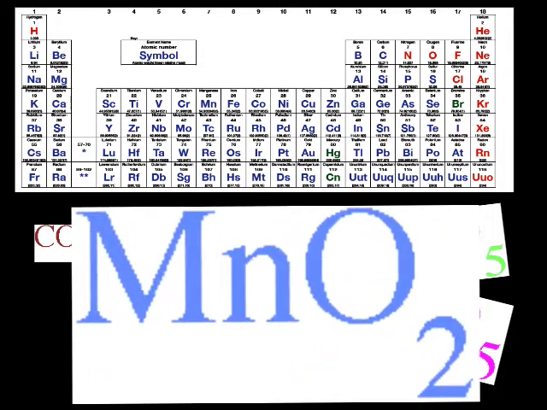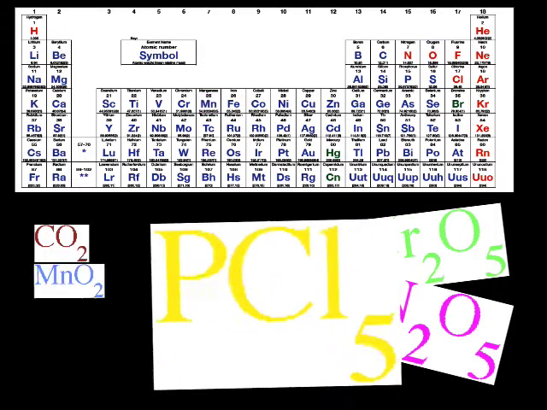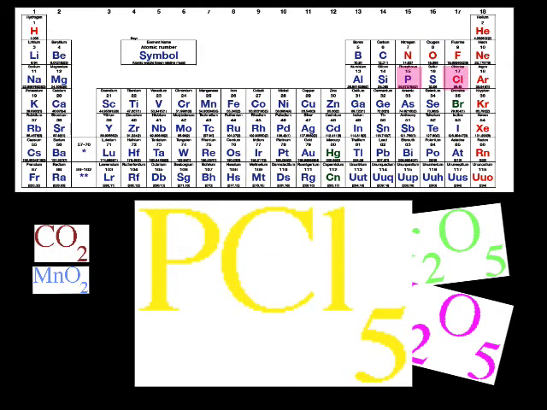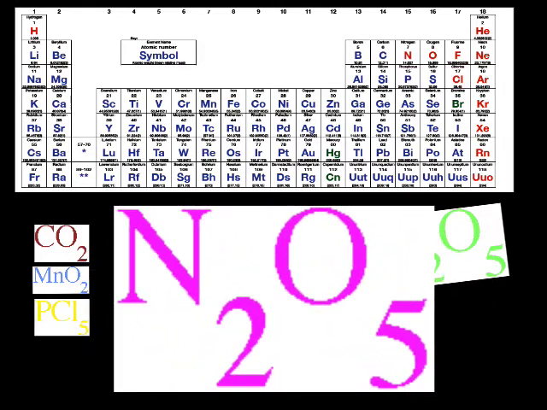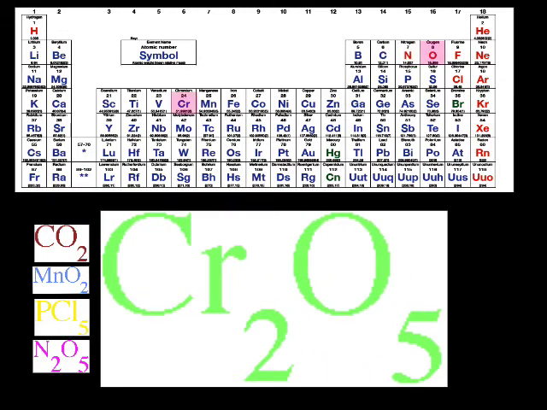The next one, MnO2, has Mn and O. This one's weird. It's a metal and a nonmetal, so we can consider it manganese(IV) oxide. However, we'll look at it again later. PCl5 has phosphorus and chlorine, both nonmetals. This one's covalent. N2O5, nitrogen and oxygen, again two nonmetals, covalent. And chromium and oxygen, metal, nonmetal, this one's ionic.